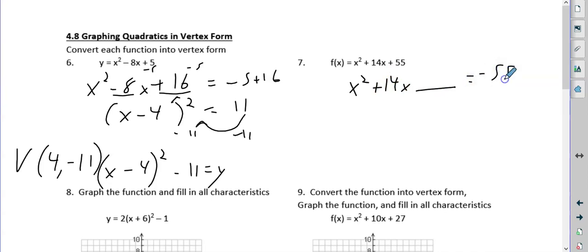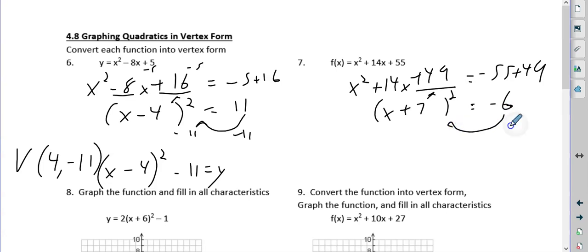Subtract the 55. Now we take half the middle number. We're going to square it, which is 49. We do that to both sides, which gives me a negative 6. Now, again, in the previous part of the unit, when we were square rooting both sides to find the intercepts, then we would have realized there are no intercepts here because we would have the square root of a negative number, which means we'd end up with i. But we're not doing that here. We're just moving this back over here by addition. And that gives me f of x equals x plus 7 squared plus 6.